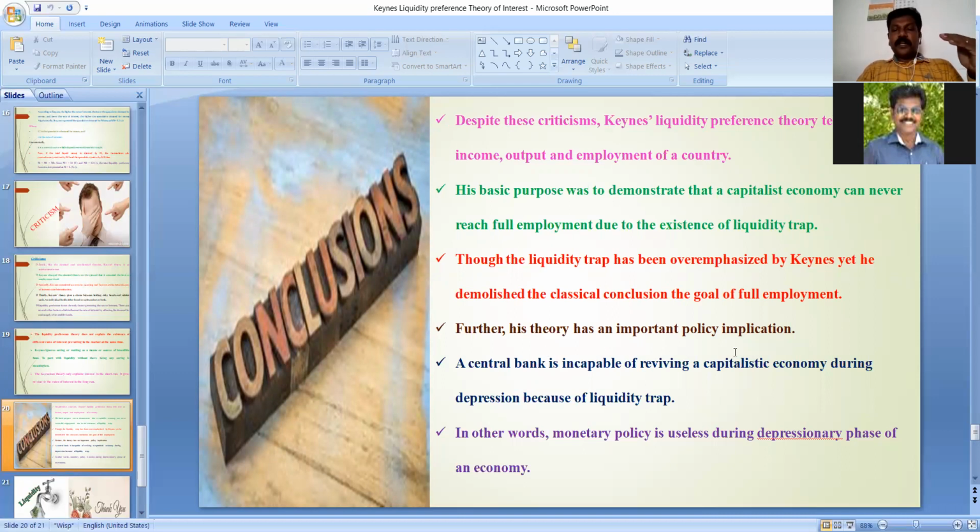Further, his theory has an important policy implication. A central bank is incapable of reviving a capitalist economy during depression because of the liquidity trap. In other words, monetary policy is useless during the depressionary phase of an economy. So these are all the things we discussed for the liquidity preference theory.